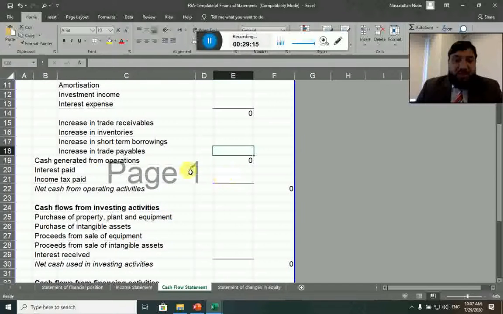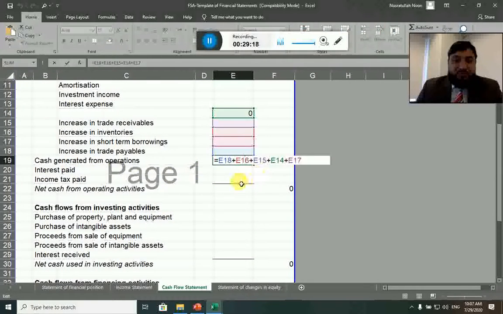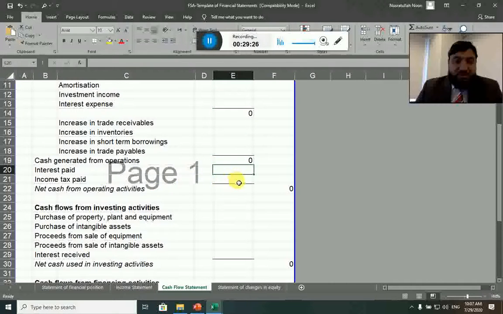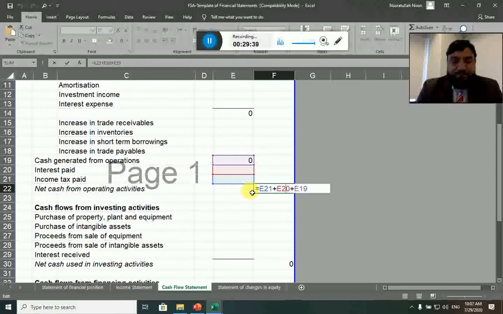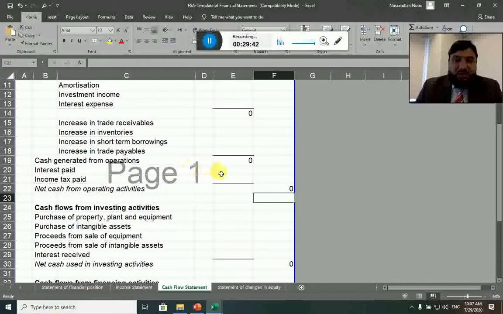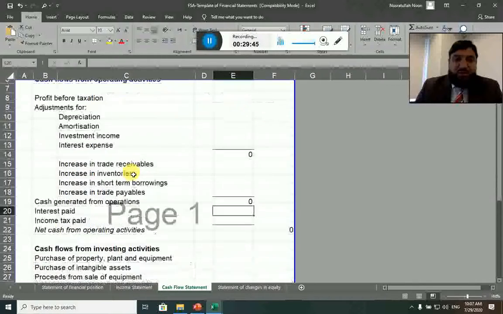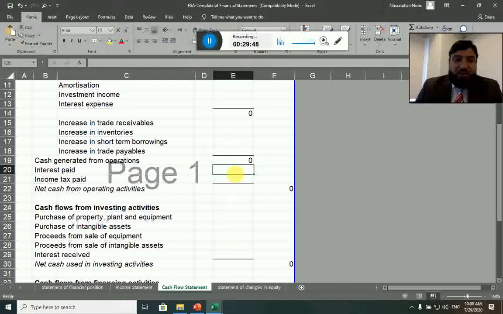So then cash generated from the operations. This is all the cash added up, and then interest paid, income tax paid, and then we have net cash from operating activities. So this one and these three are added, right? When the money goes out, we show it as a negative figure. So here they are added. When we add a negative figure, it automatically deducts from it and shows a negative effect.